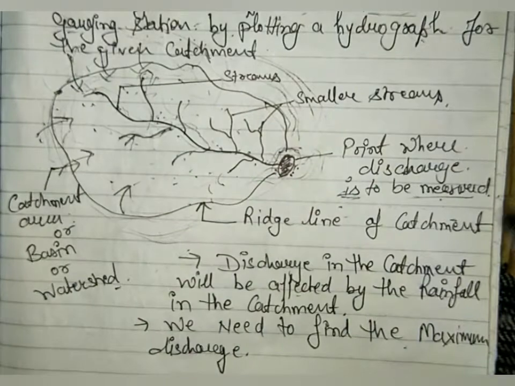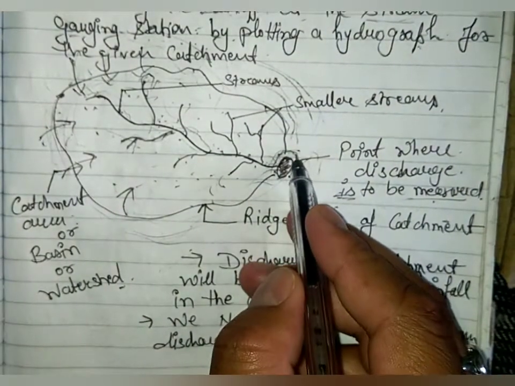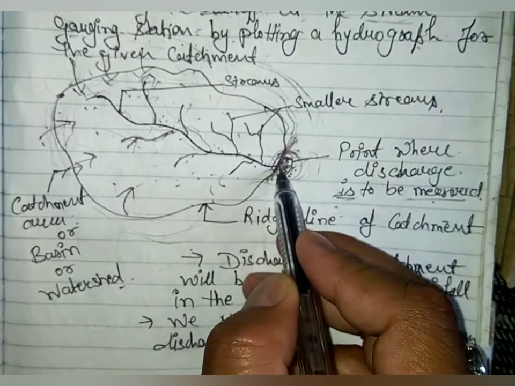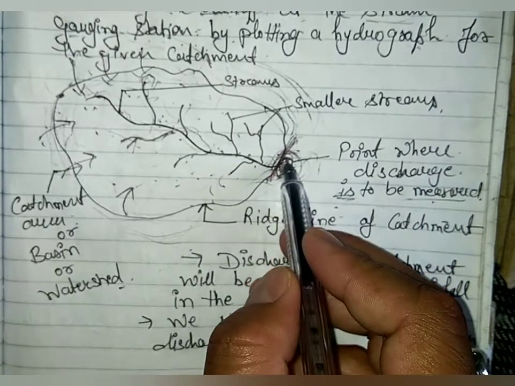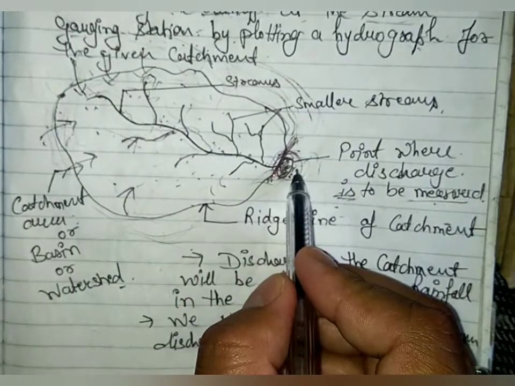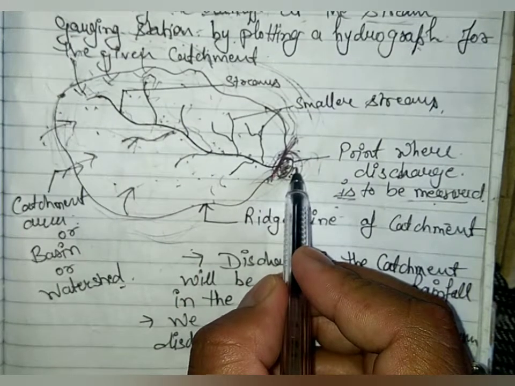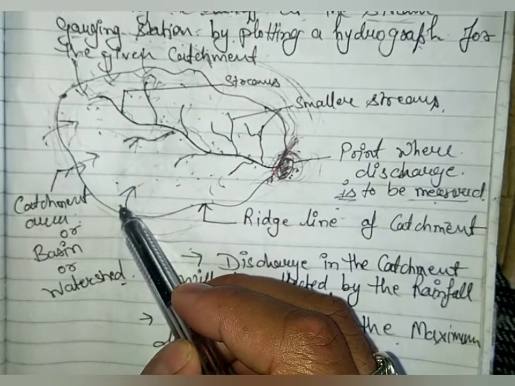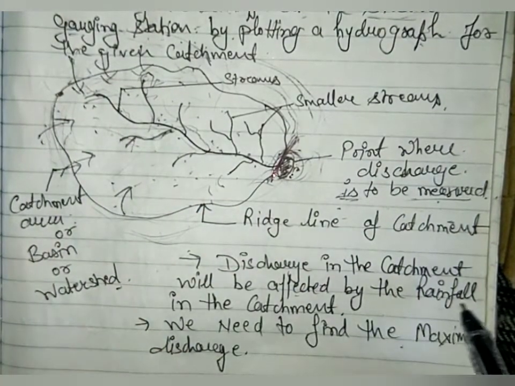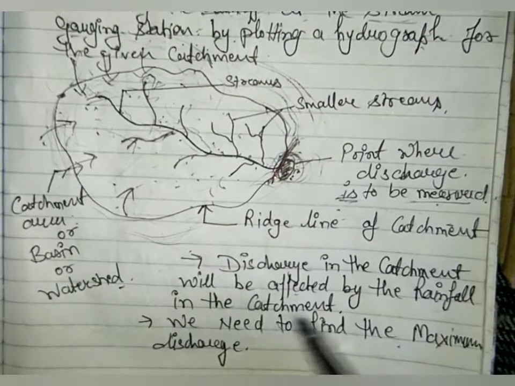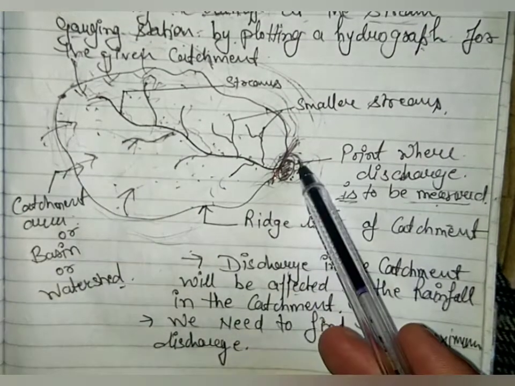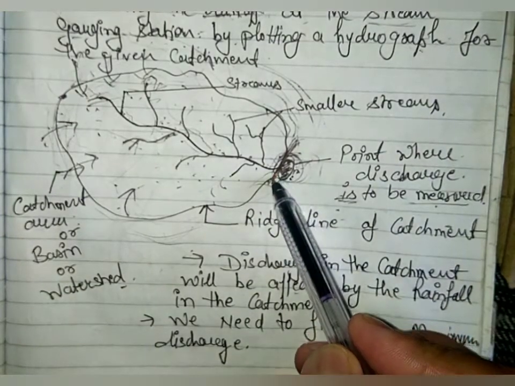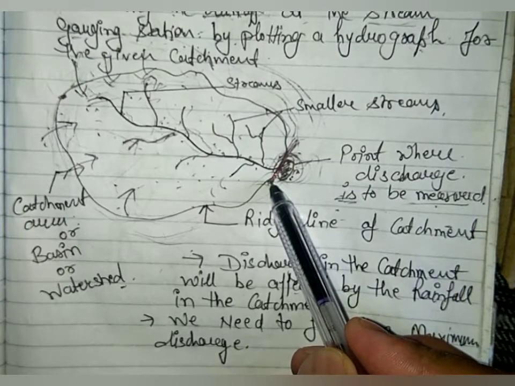Okay, so the main motive is to calculate the total amount of the discharge at this outlet point. At this outlet point, this stream is going to discharge the total amount of the water that is being collected by the rainfall event. In this catchment, the discharge is affected by the rainfall and the intensity of rainfall. If the intensity is high, then the discharge is going to be high, and if the intensity is low, then the discharge is going to be low.